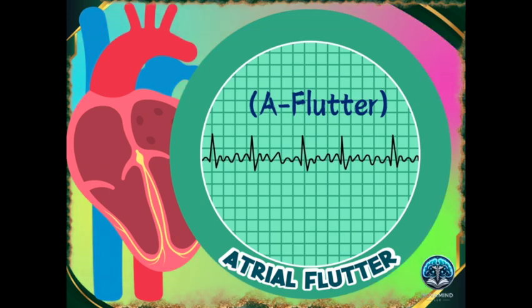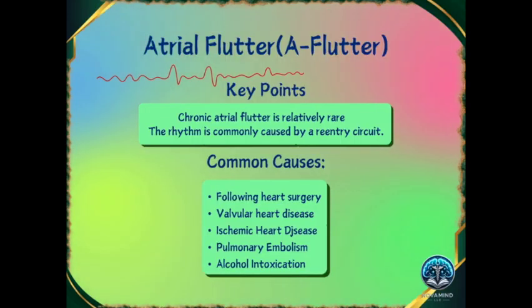Next, let's review atrial flutter. Chronic atrial flutter is relatively rare and often converts spontaneously or after treatment to either atrial fibrillation or sinus rhythm. The rhythm is commonly caused by a reentry circuit. Atrial flutter frequently occurs following heart surgery and may also result from conditions such as valvular heart disease, ischemic heart disease, pulmonary embolism, and alcohol intoxication.